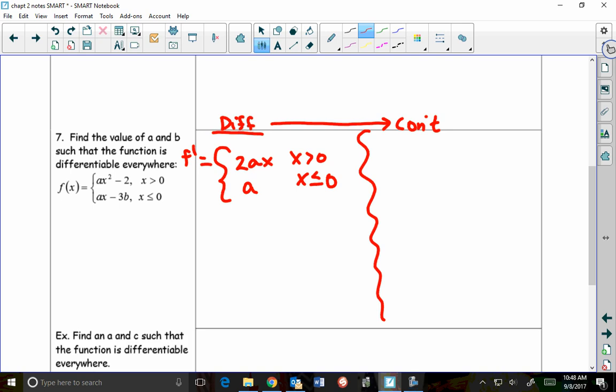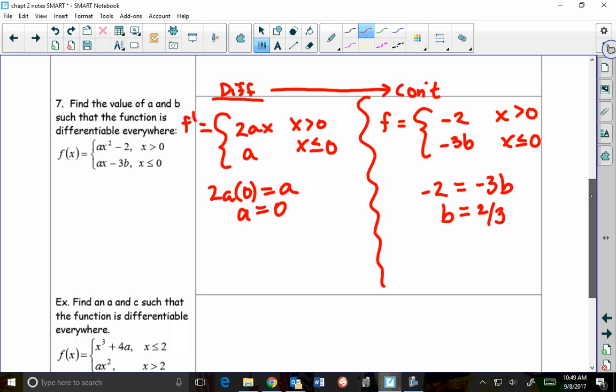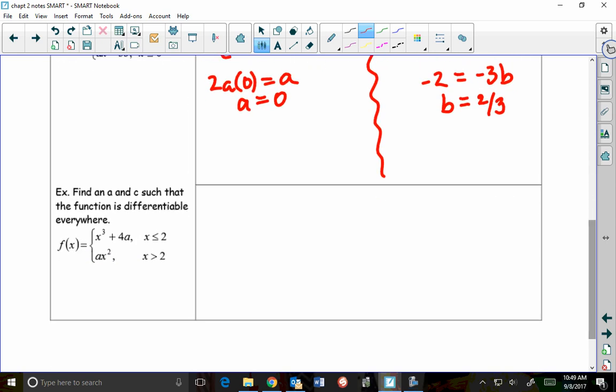Okay, so now I'm going to set these two equal when x is 0, just like we did with the continuity. And hey, I just found a. What's a? 0. So now I can go back to my f and plug in what I know for a. And now with continuity, I set these two equal when x is 0, but there's no x's. So I can solve for b. Okay, so this one was a kind of generic, easier one. Let's go to this one, and this is supposed to say plus c.